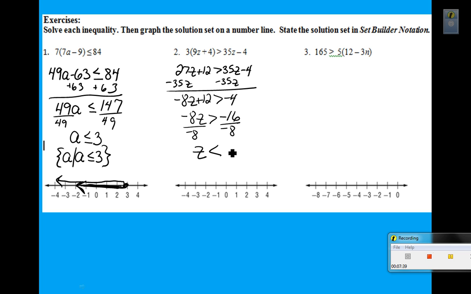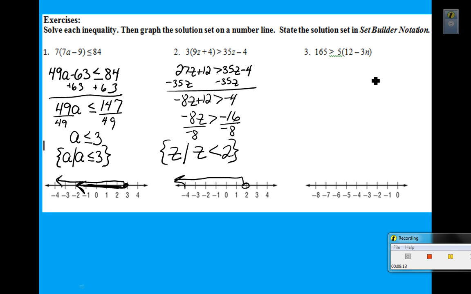Negative 16 divided by negative 8 is 2. To put it in set builder notation, I'm going to go z such that z is less than 2. Put the braces around it, and we got our notation all done. To graph it, since it just says z is less than 2, I need an open dot on 2, because it does not include it, and I need to come to the left. The reason I like the variable on the left is this sign will point the direction you need to go. So that's why we're always going to try to get our variables on the left.